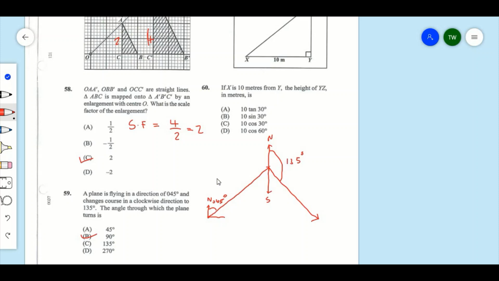Now what we want to do is to determine the angle that allowed the plane to change direction. So remember that the plane was already traveling 45 degrees and then now it reaches 135 degrees. So it's going to be the difference between 135 minus 45. That's going to give us 90 degrees. All right.